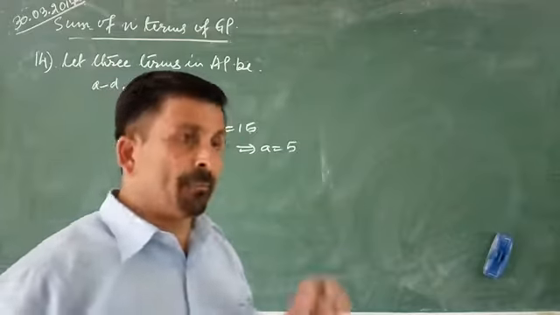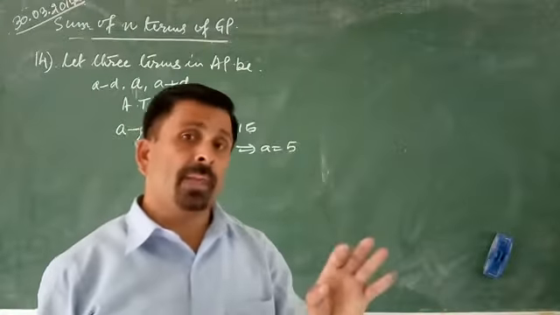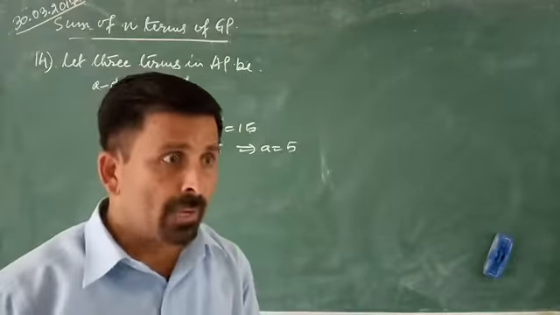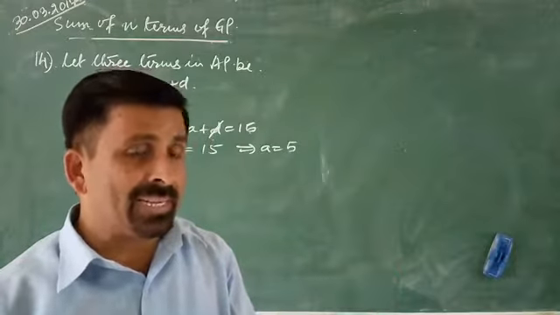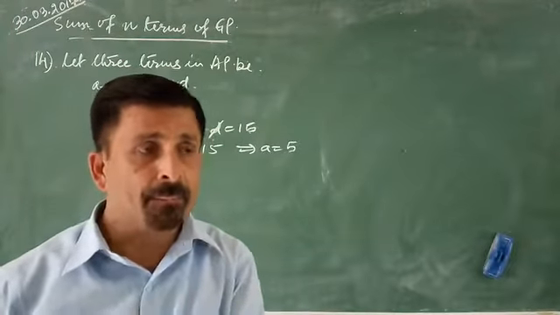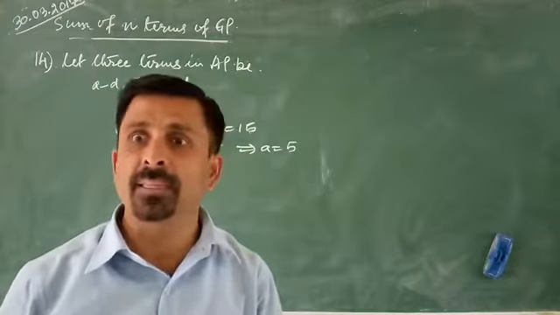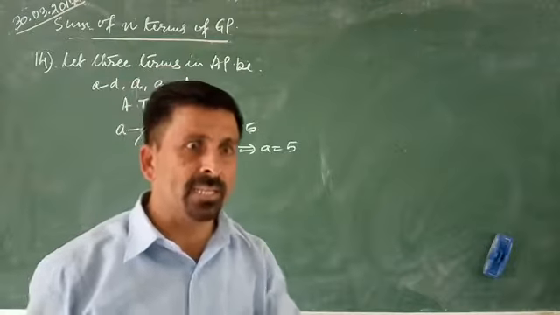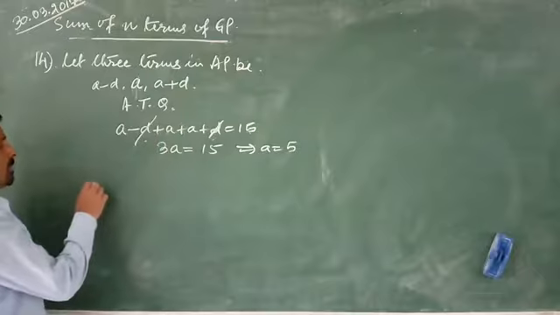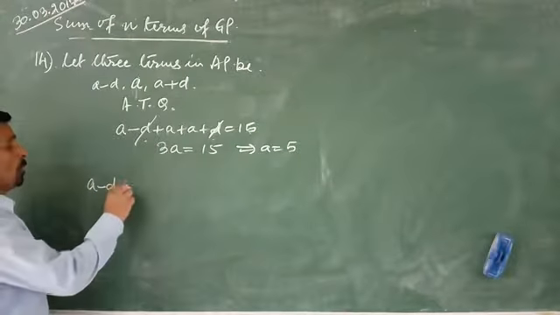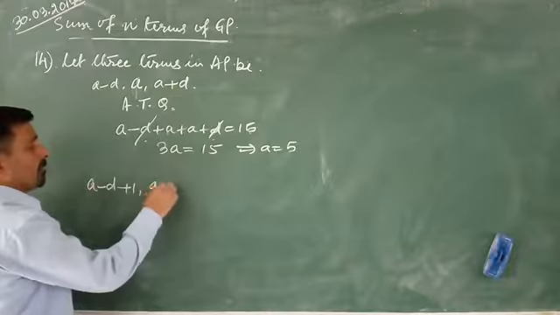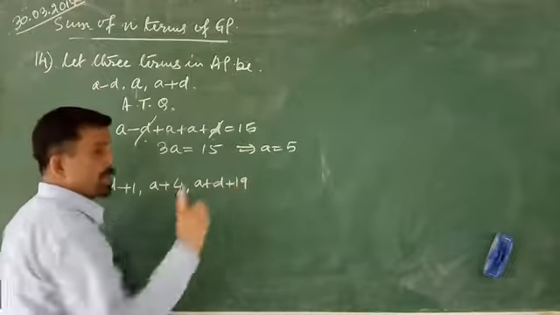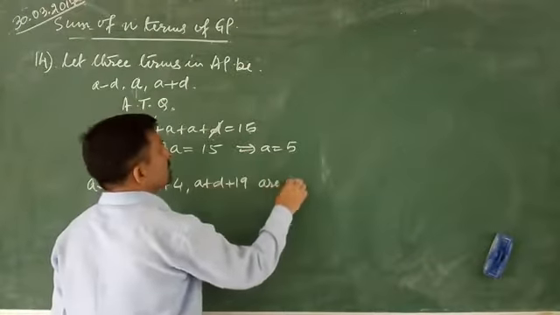Now the question says, if 1 is added to the first term, and 4 is added to the second term, and 19 is added to the third term. If we do so, if we add 1, 4 and 19 to the first 3 terms respectively, then they turn into GP. Is it okay? Yes. So let us write this and then see what happens. According to the question, the first term is A minus D, and here we add 1. Second term is A, we add here 4. Third term is A plus D, and we add 19. And according to the question, they are in GP.